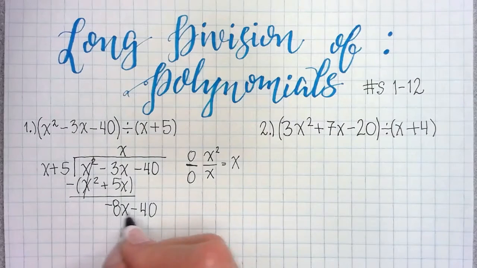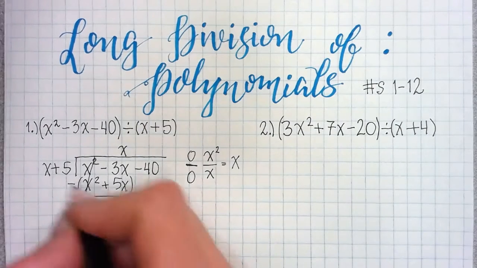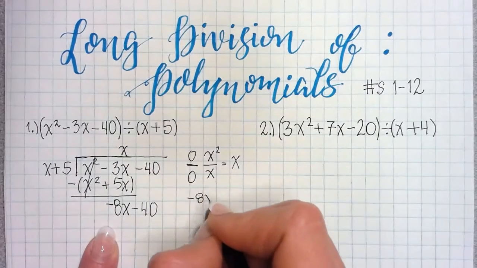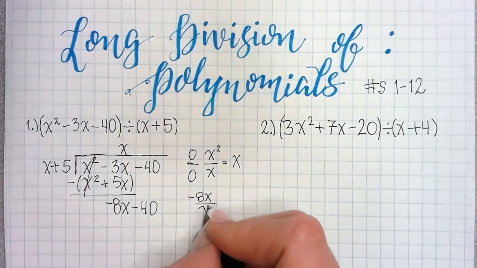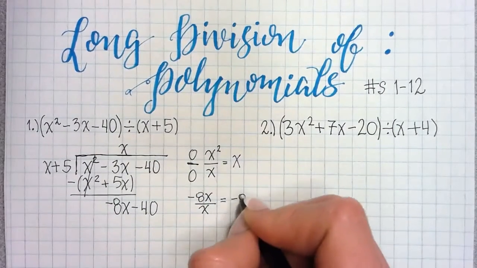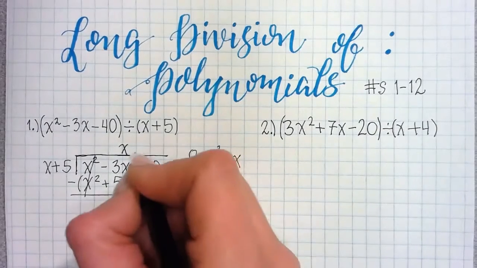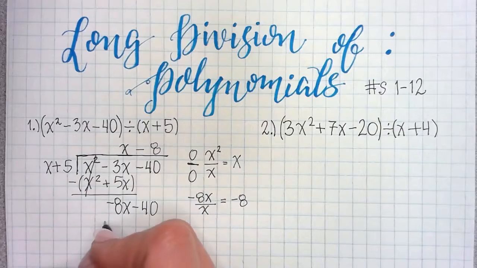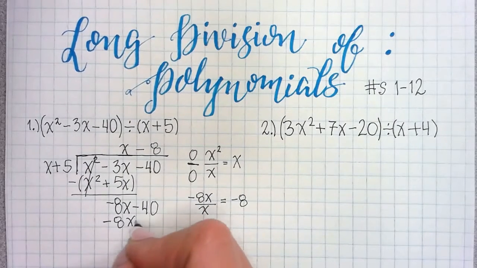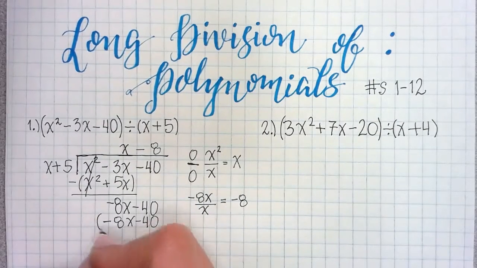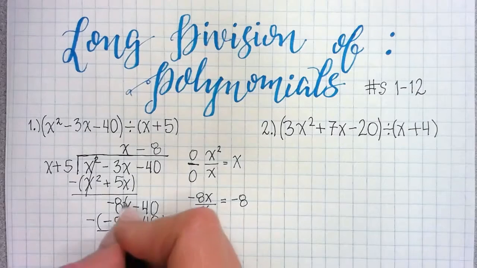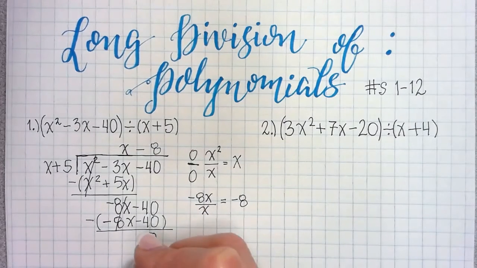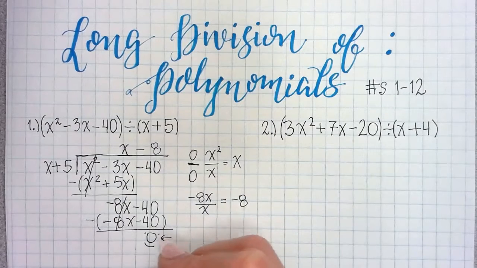From here, I have a new leading term. It's still underneath the roof, right? So it's still upper class. So I'm going to have negative 8x over x, and that will leave me with negative 8. That gets written up here. If I just got 8, it would be plus 8. Now the negative 8 multiplies by that, I get negative 8x minus 40. Parentheses, minus sign, underline, cancel. Negative 40 minus negative 40 is plus, gives me 0. That 0 means the remainder is 0.